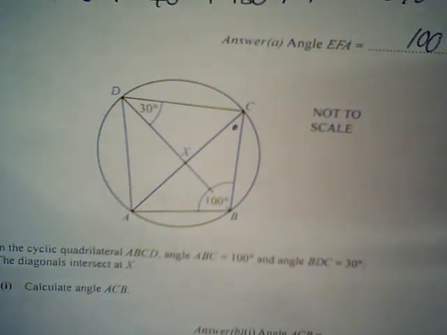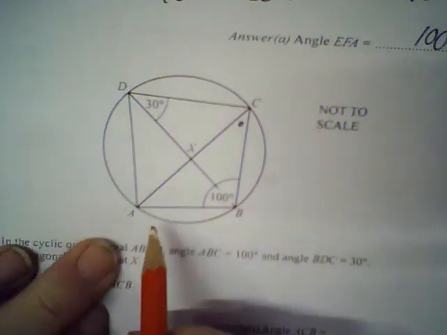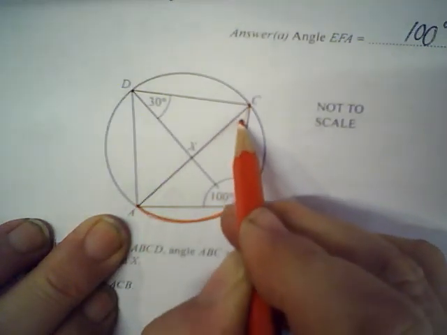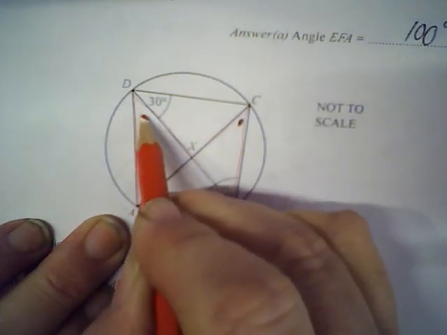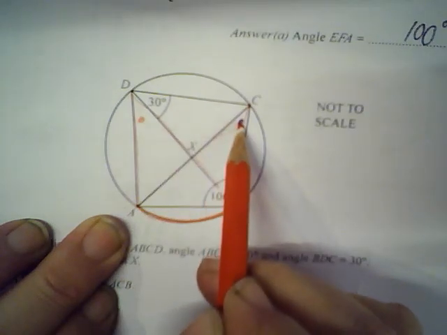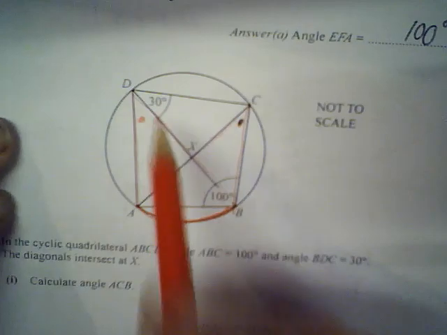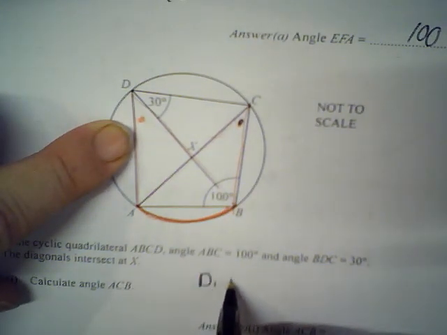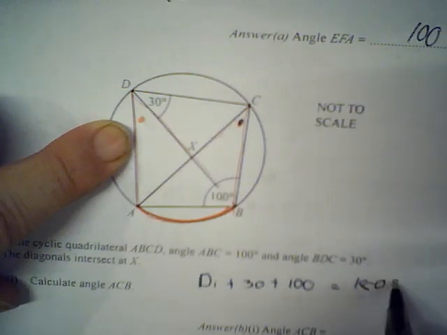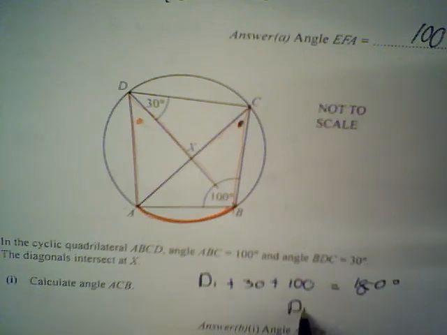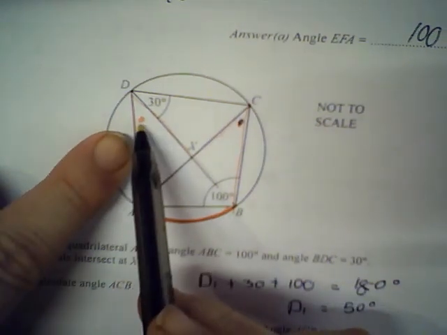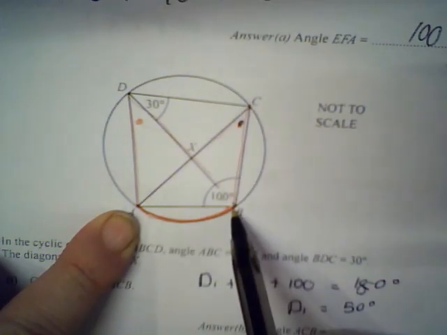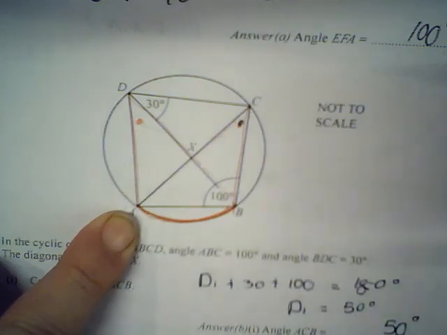So I'm just going to get my red here. Good. And this is an arc. It subtends this angle over there, this angle that I want. And it subtends this angle over here. So if I find this one, I in essence have my answer. Okay, so opposite angles of a cyclic quadrilateral add up to 180 degrees. So we have that angle, say D1, plus 30 plus 100 must be 180 degrees. And therefore, D1 would be 50 degrees. And because it is subtended by the same arc, this angle ACB must also be 50 degrees. So my answer is 50 degrees.